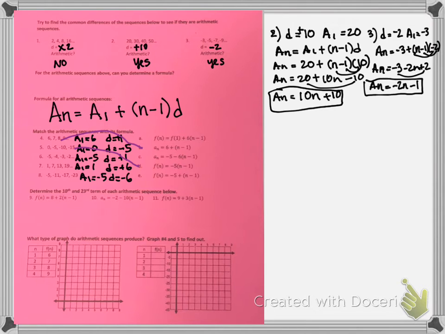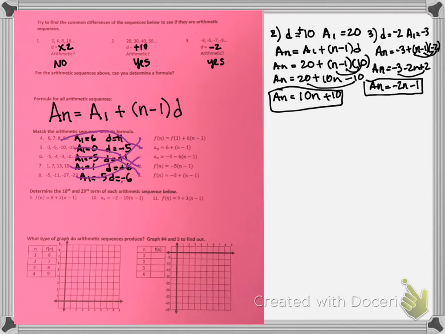Okay, and what about a first term of -5 and a common difference of +1? Which one is that? E. And then on number 7, we have the first term is 1 and the common difference is +6. That's going to be your A. And then number 8, process of elimination, it has a first term of -5, and it has a common difference of -6. Oops, sorry, I did that wrong. Let's try that again. So this one goes with C, okay?